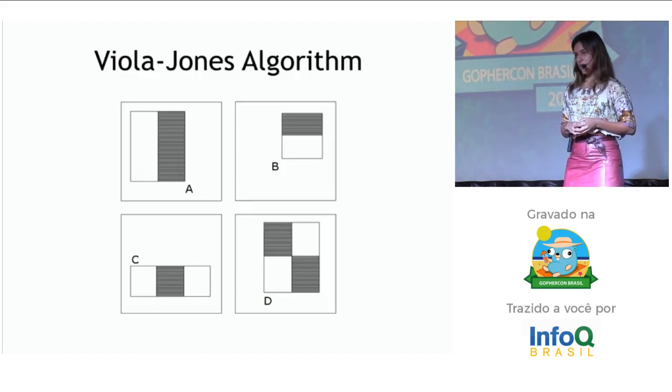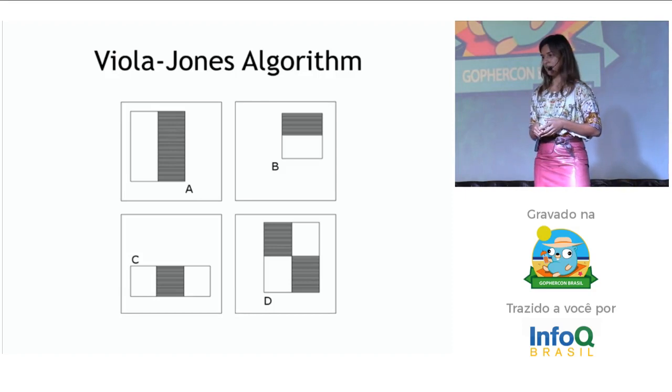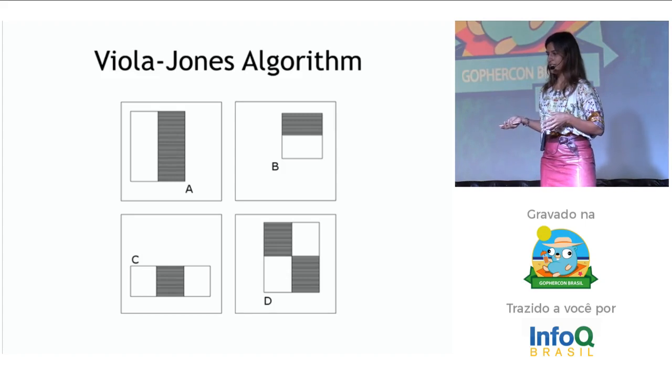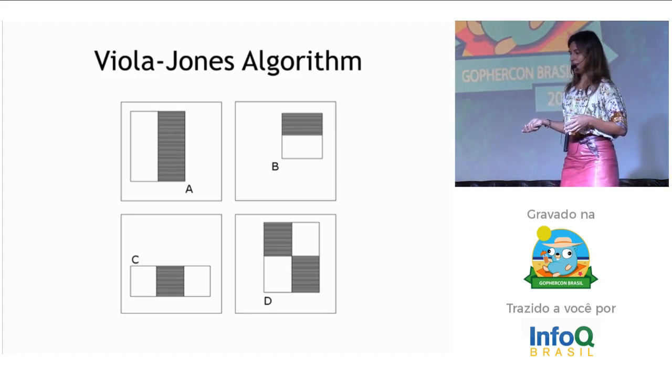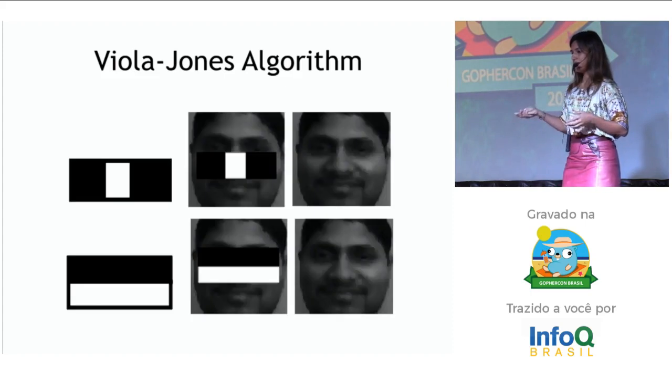So what we just described is the very basics of the Viola-Jones algorithm, which is actually one of the first algorithms that was used for face detection. So right here, I'm just showing 4 different types of features that the Viola-Jones algorithm can detect, but there are plenty more features that the algorithm can detect to find objects. So let's take a look at a more complex example.